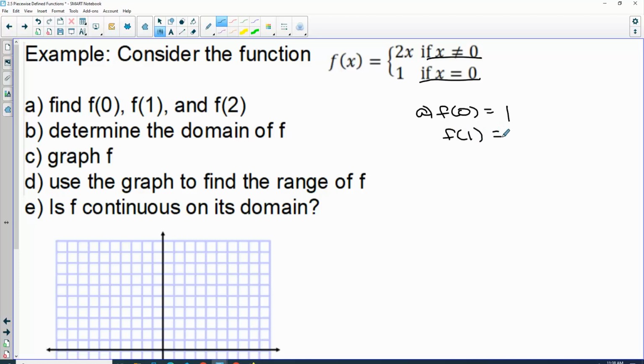When I say f of 1, my options are not equal to 0 or equal to 0. Not equal to 0, so we put it in the first one. So 2 times 1 is 2. If I say f of 2, not 0, so we plug in the 2, and 2 times 2 is 4. So we should be able to evaluate on a piecewise, and that was the first thing on your homework last night. You had just some that you were plugging in and seeing what you got.